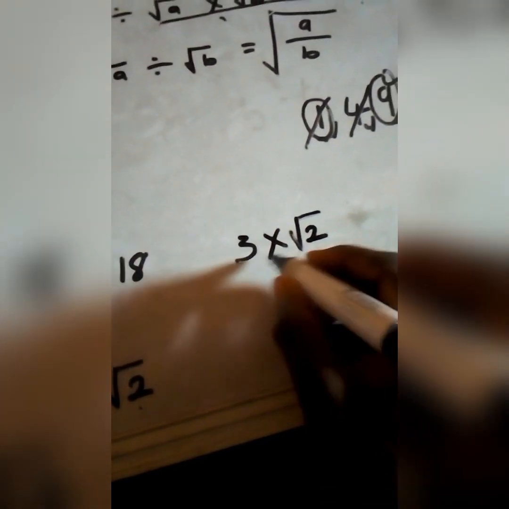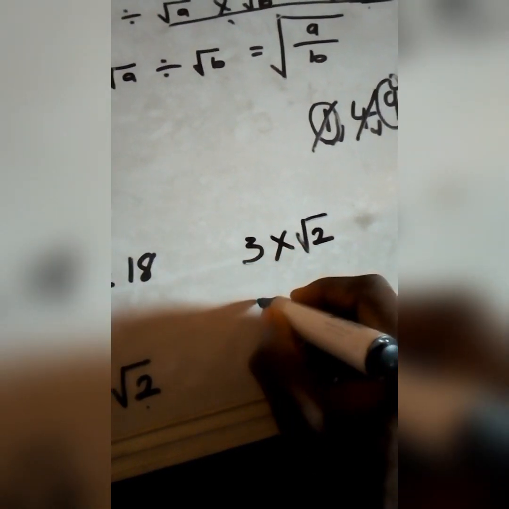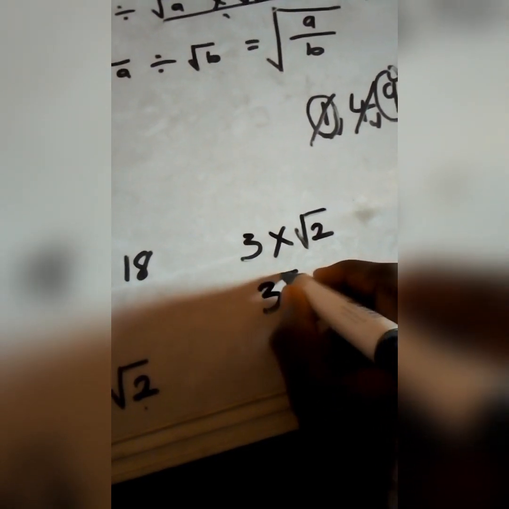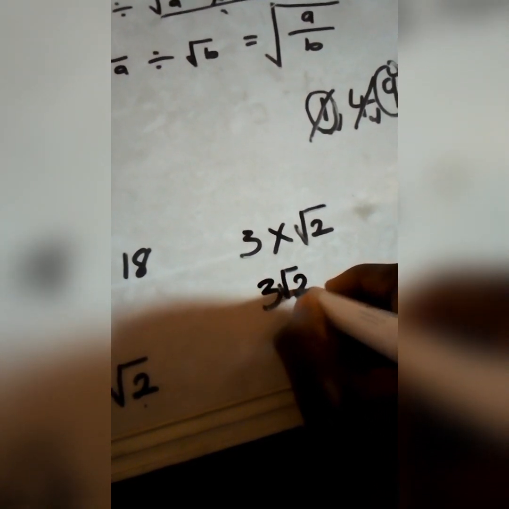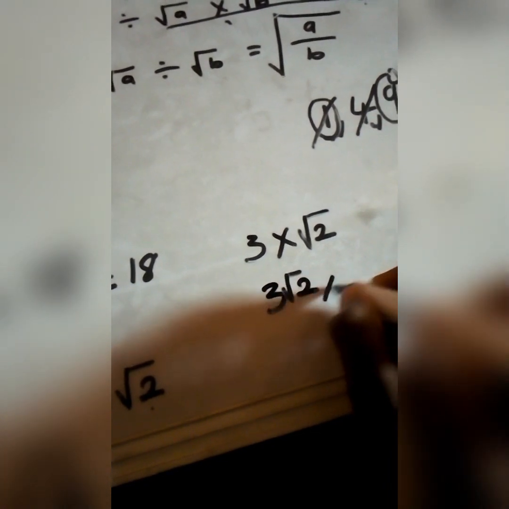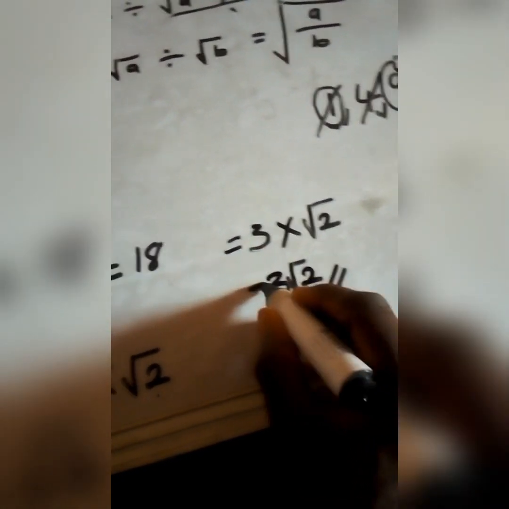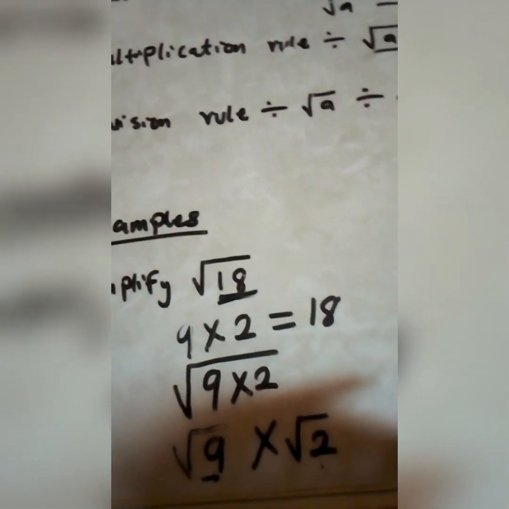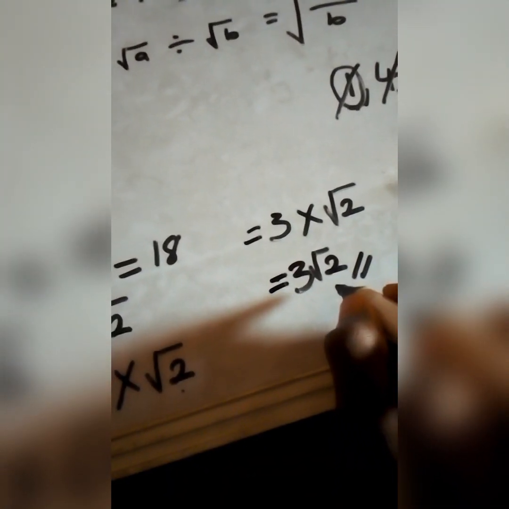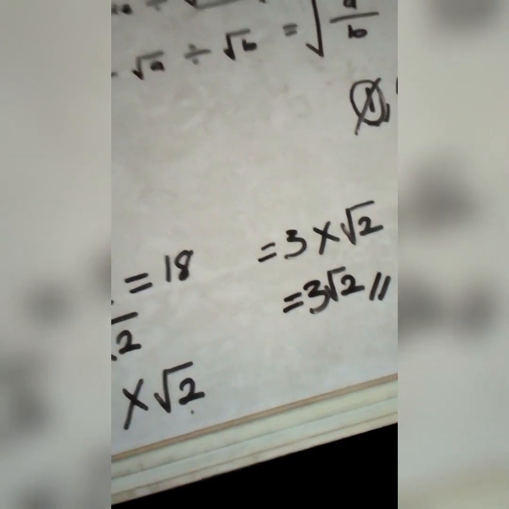So what do we do now? 3 times square root of 2 is 3 root 2. That is the simplified form of root 18. The simplified form of root 18 is 3 root 2. Is that okay? Hope you all understand. Now let us move to another example.